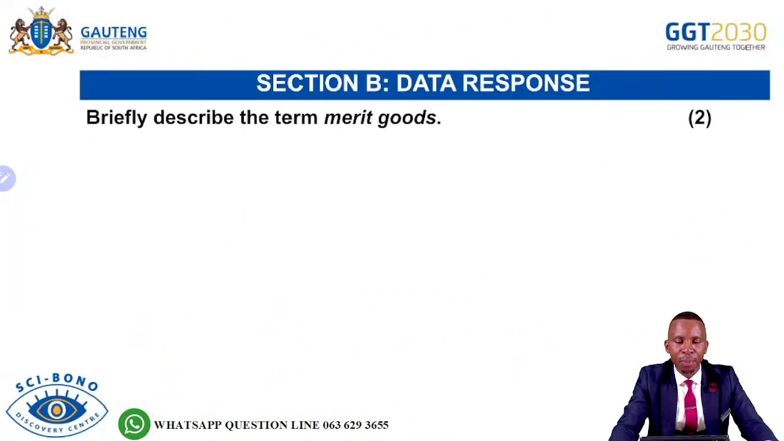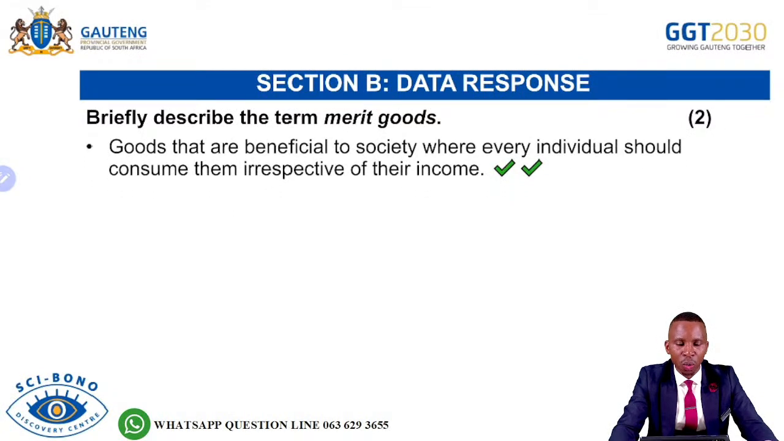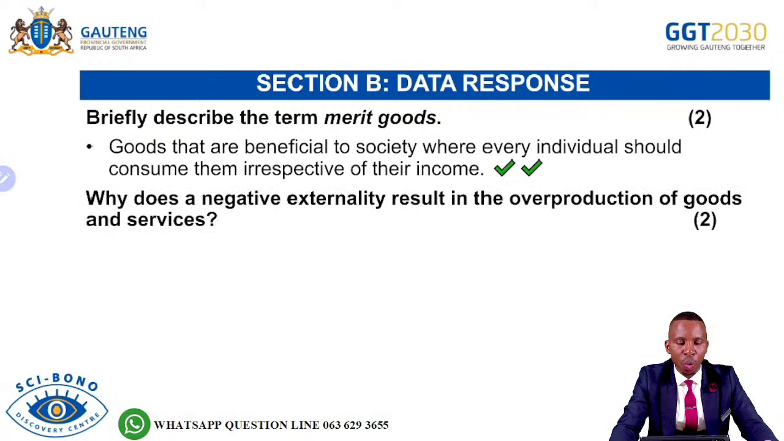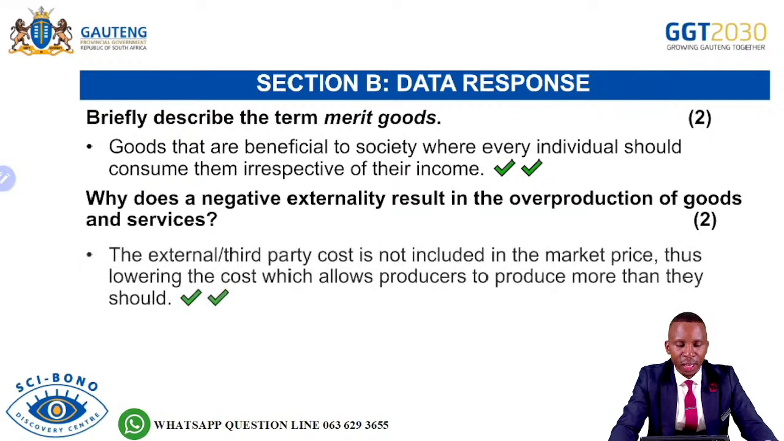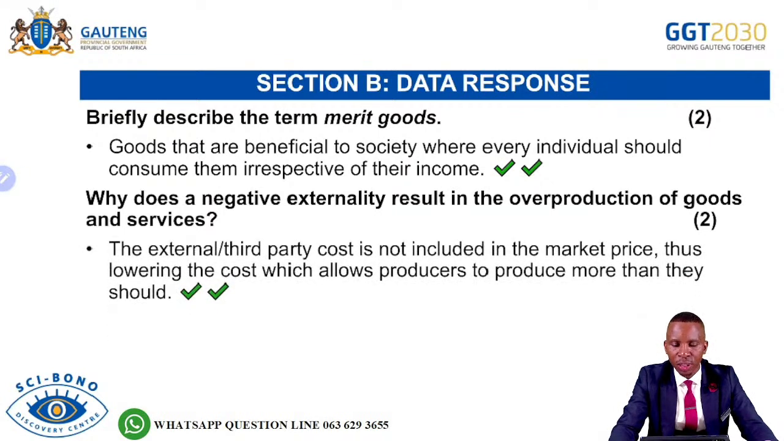Briefly describe the term merit goods. Goods that are beneficial to the society as a whole, where every individual should consume them irrespective of their income. Those are merit goods. Why does the negative externality result in overproduction of goods and services? The external third-party cost is not included in the market price, thus lowering the cost, which allows producers to produce more than they should produce.